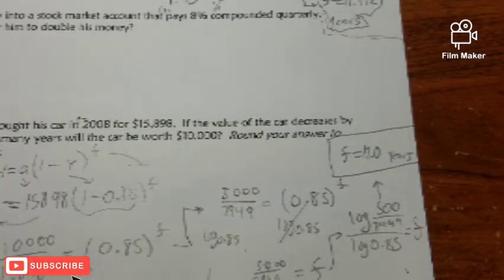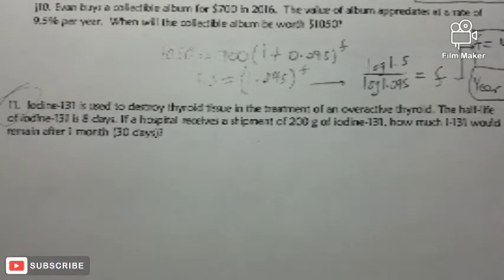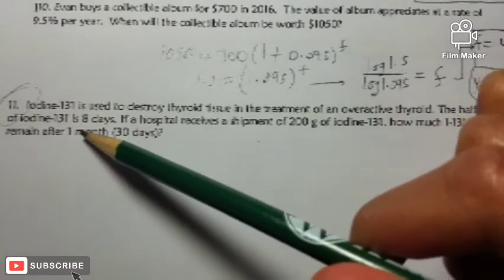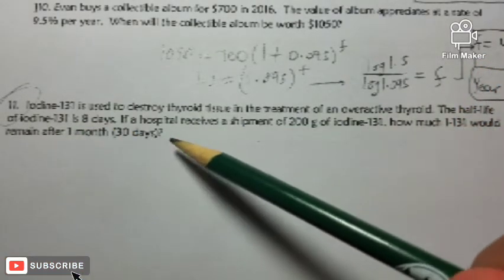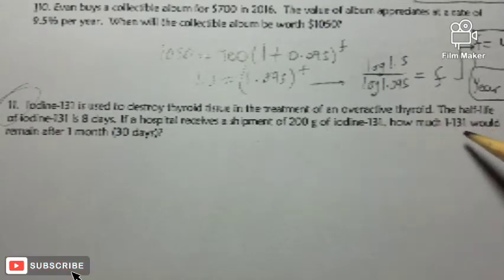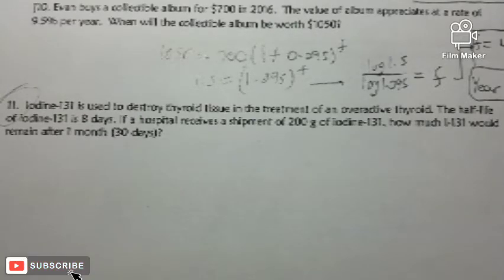Okay, now I'm just going to show you one more question and then we'll get it over with. One question of half-life. One more problem. So iodine-131 is used to destroy thyroid tissue in the treatment of an overactive thyroid. The half-life of iodine-131 is 8 days. If a hospital receives a shipment of 200 grams of iodine-131, how much I-131 would remain after 1 month, which is 30 days?